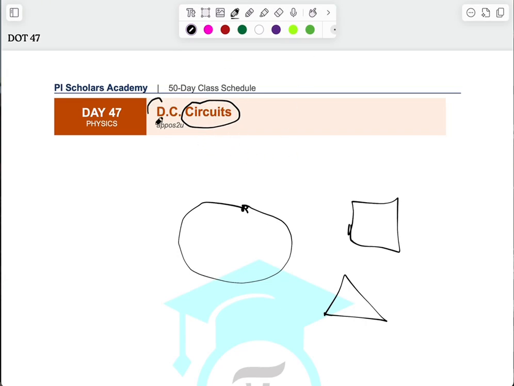A DC circuit is a circuit in which the type of current flowing through it is a direct current. DC, direct current. Direct currents flow in only one direction. So when you have a direct current, it means that if it's going like this, it keeps going like this. It's unlike its counterpart, called alternating current, which varies in direction at different times.